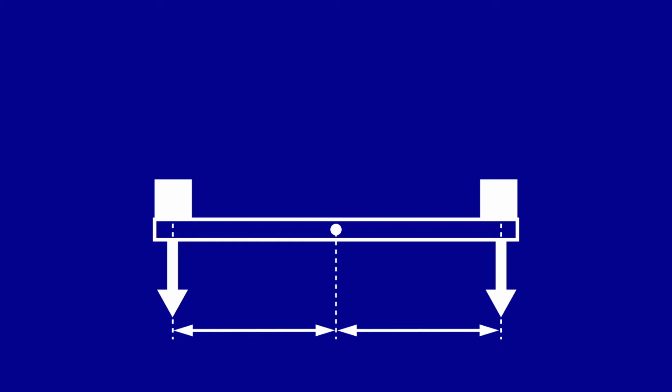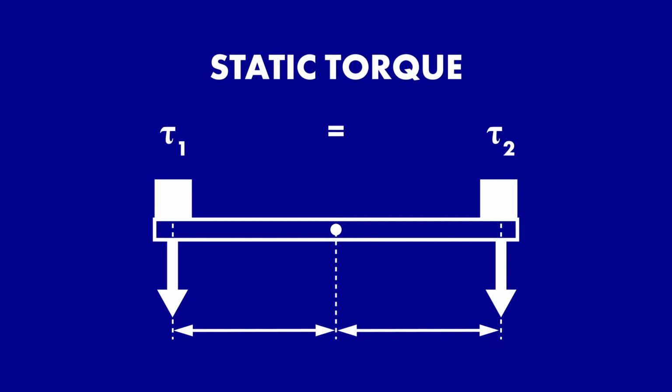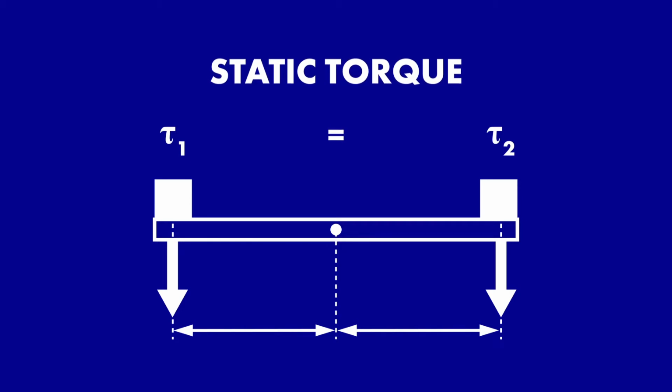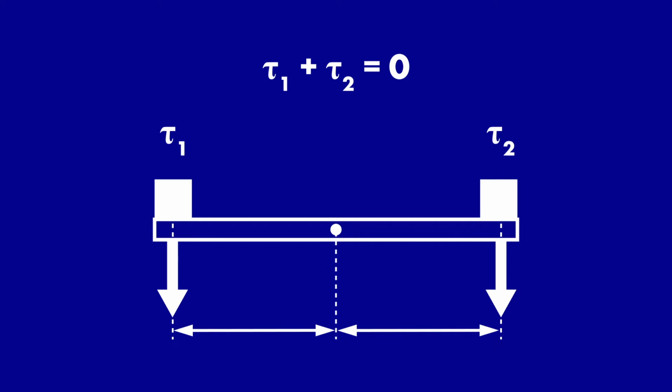This is because the net torque is zero. This doesn't mean that no torque is being applied to the seesaw, but rather the torque that you are applying in one direction matches the torque your friend is applying in the opposite direction. When the net torque is zero, it is called static torque. Nothing is moving because all of the individual torques sum up to zero.